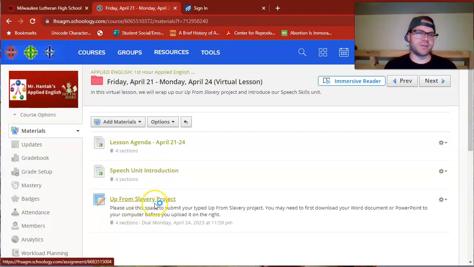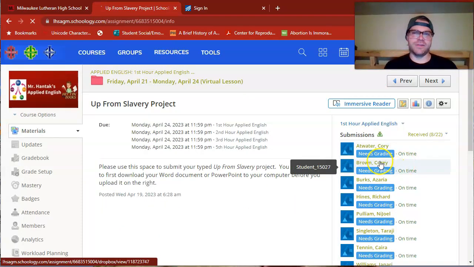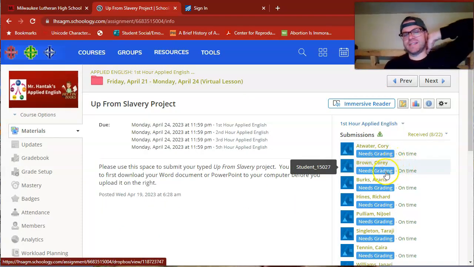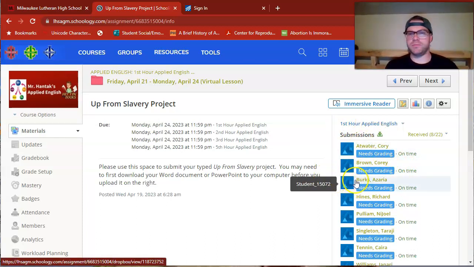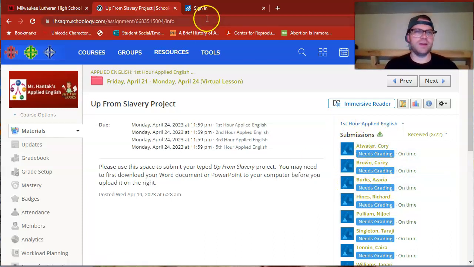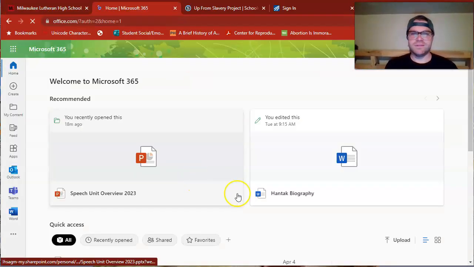Last little reminder, how to turn in your Up From Slavery project. Once again, on the right-hand side, you will see a button that says Upload Submission or Upload Assignment, something like that. Before you click on that, you may need to download your document to your computer in order to upload it well in Schoology.